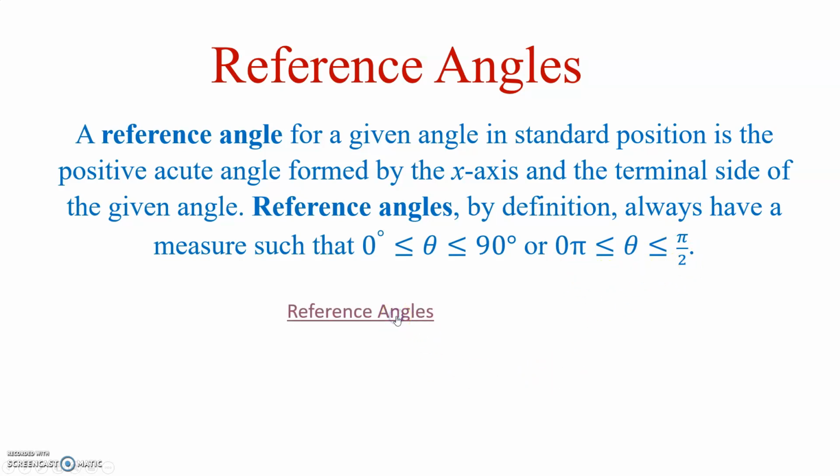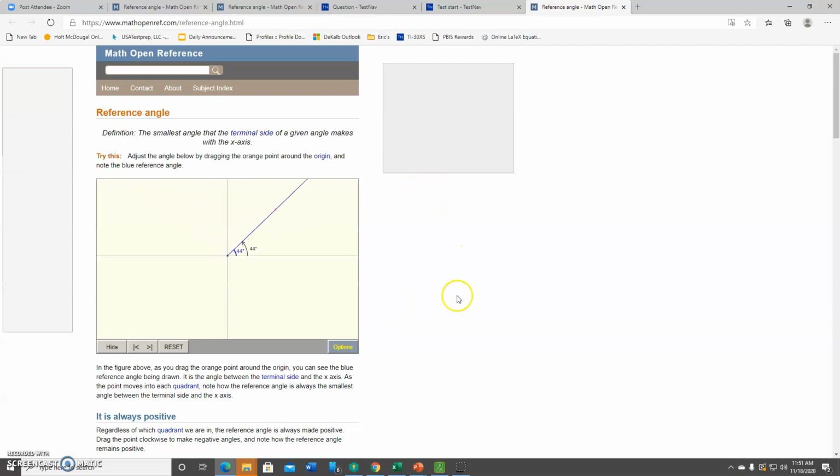What I have here is something to illustrate what's going on. So we have two angles. Here in black is the angle in standard position. There's the x-axis, there's the terminal side, so it's in standard position. The reference angle is in blue. There's the terminal side and the x-axis. So the angle formed between the terminal side and the x-axis is your reference angle.